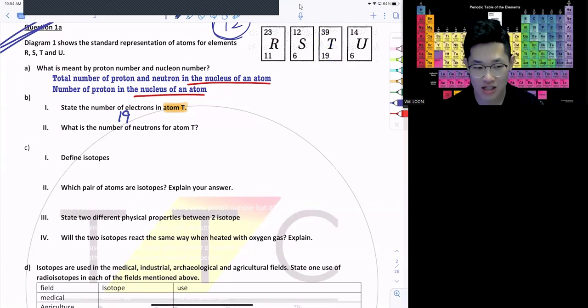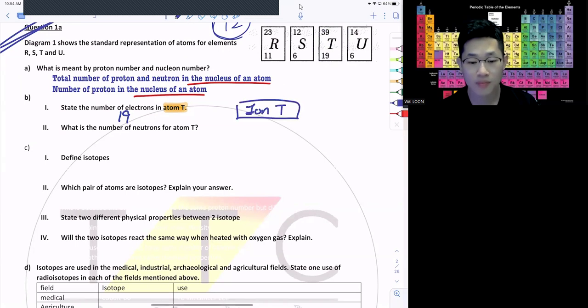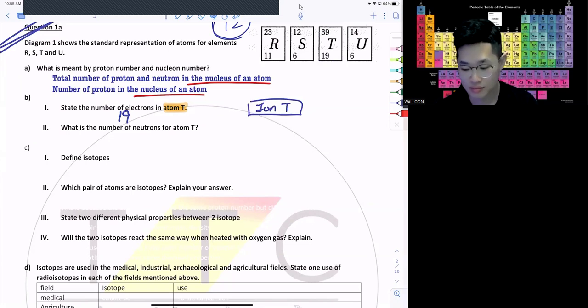Okay, then I have a question here. What is the number of electrons in ion T? There will be how many electrons in the ion T? See, you can get it right or not. There are how many electrons in the ion T? Right, very good. Correct. The answer is 18. Nice one, guys.